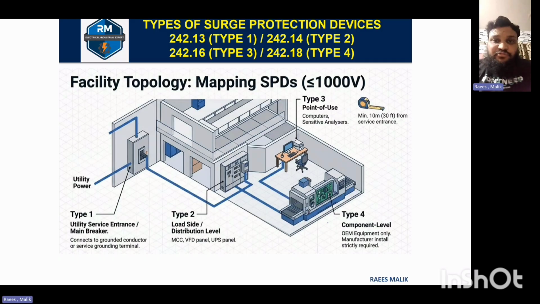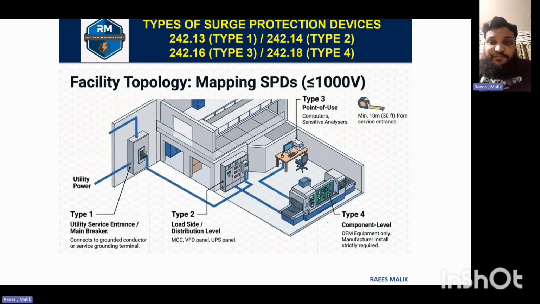For type 2, that is 242.14, the SPD must be installed on the load side, or we can say on the distribution level, or the feeder, or we can say MCC, VFDs, UPS, and other distribution main feeders. For type 3, the SPD should be used at the point of use, that is for sensitive electronic devices, PLCs, computers, relays. It should be a minimum of 10 meters, or 30 feet, from the service entrance. So this distance should be maintained.